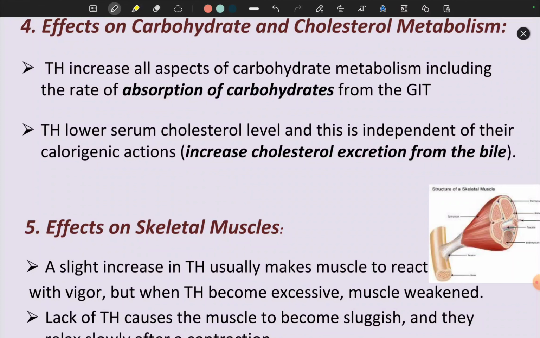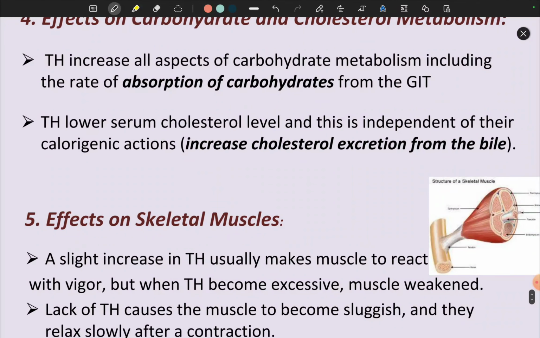What is the effect on carbohydrate metabolism? Thyroid hormone causes increased carbohydrate absorption. And what about cholesterol? With hypothyroidism, there is hyperlipidemia or hypercholesterolemia. Why? Because thyroid hormone causes cholesterol excretion from the bile into the intestine. Without thyroid hormone, there will be more cholesterol in the blood, hypercholesterolemia, and more cardiovascular disease due to this.